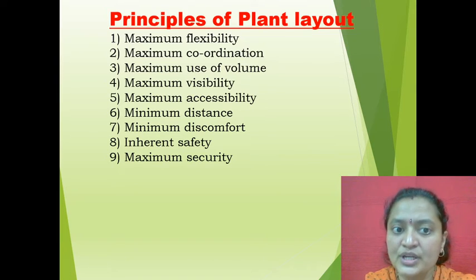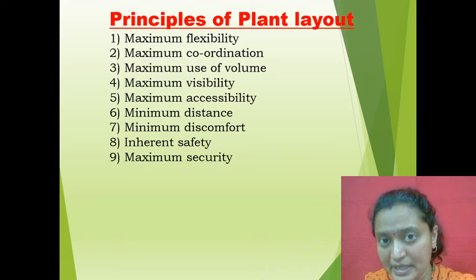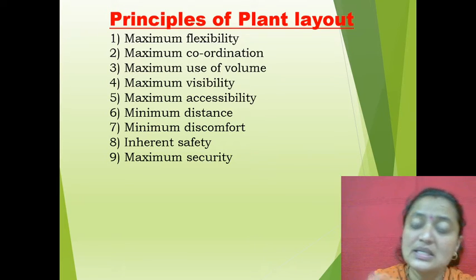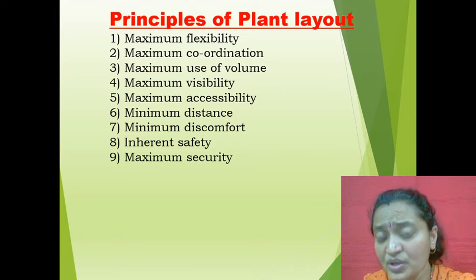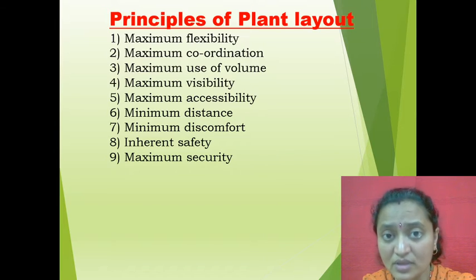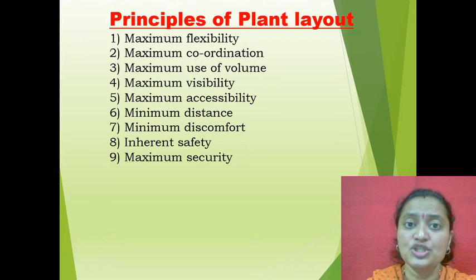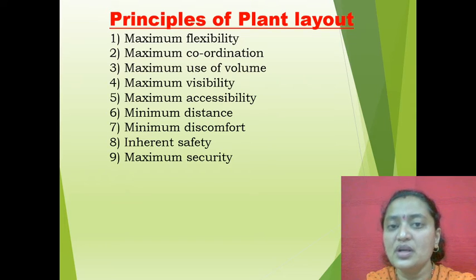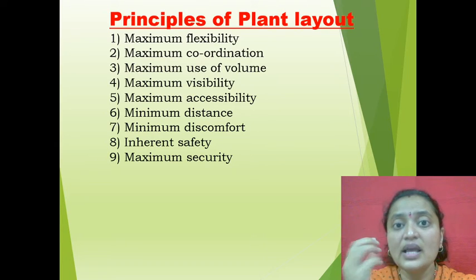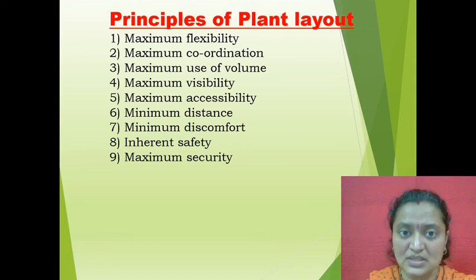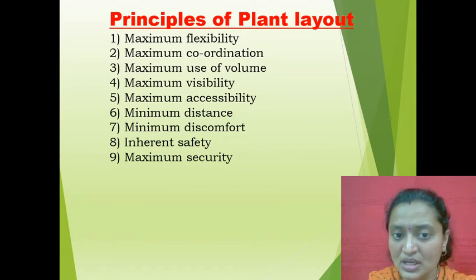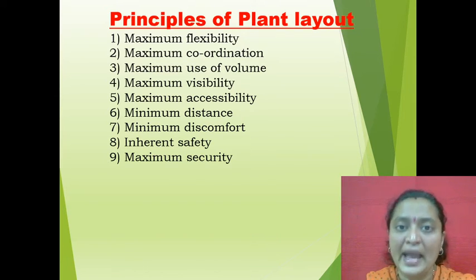Then the next point is maximum accessibility. What do we mean by maximum accessibility? They have to see whether the plant, machinery and equipment are placed in a proper manner. Whatever machineries and equipment are there, whether they have been placed in the right place, they have to take into consideration. So that is maximum accessibility.